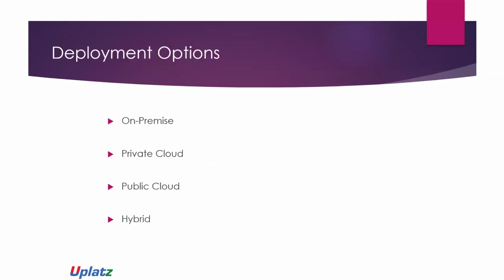Now I'm coming to the deployment options. So what are the deployment options in SAP S4HANA? The first one is on-premise, which uses the graphical user interface. Then private cloud and public cloud, which are based on the Fiori UX app, and the hybrid one.